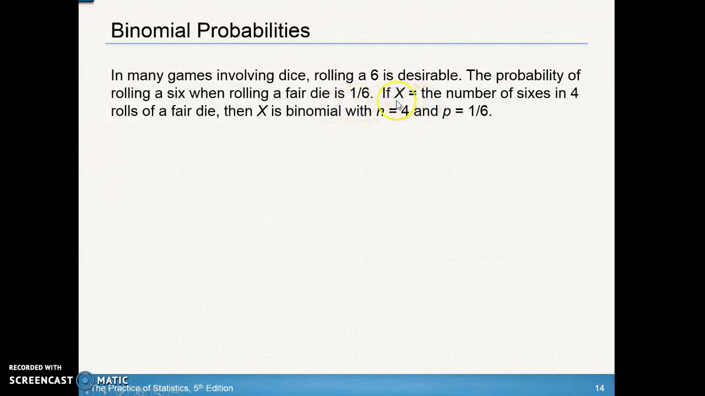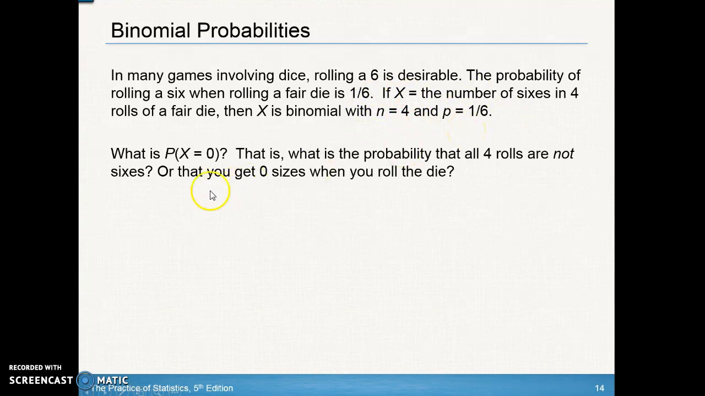Now, make sure we're defining what X is. It's our random variable. It's the number of 6s in 4 rolls of a fair die. So that tells us that X is binomial. All right, we've defined what it is, the number of 6s that we're getting. We have a fixed number of trials, n equals 4, and the probability of getting a 6 is 1 out of 6. So what is the probability that X is equal to 0?